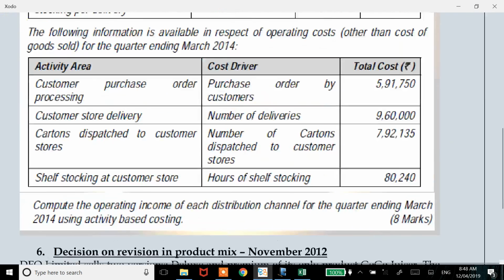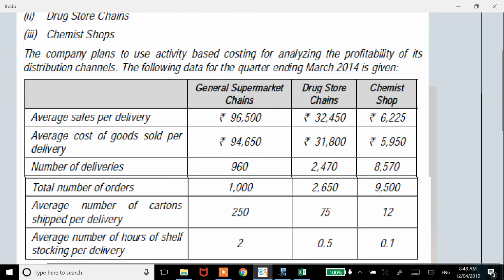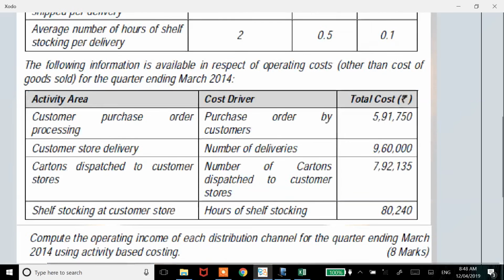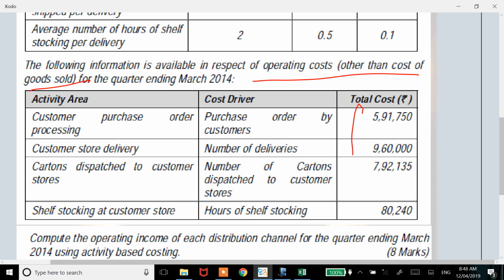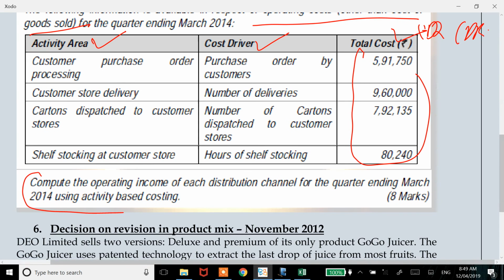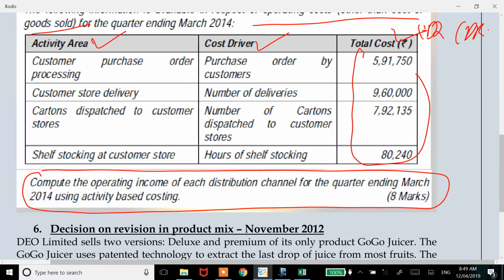Okay. Now coming to this question, they've given data on the company. They've asked sales, cost of goods sold is given. Following is in respect of operating cost other than COGS. Now activity, total cost, cost driver name. You will have to add 2 more columns called cost driver quantity and cost driver rate. So somehow you'll have to get the CDQ and CDR, get the rates, apportion the overheads, and then finally prepare the profit statement. Calculate the operating income of each distribution channel for the quarter ended using activity based costing.